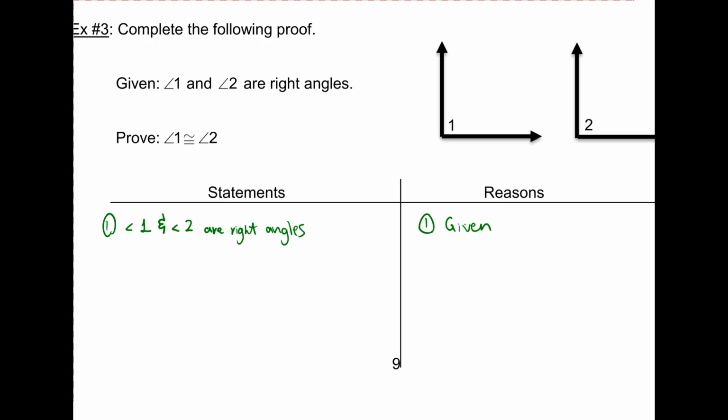Okay, so I have the given. So, if they're right angles, this means that the measure of angle 1 is 90 degrees and the measure of angle 2 is 90 degrees.